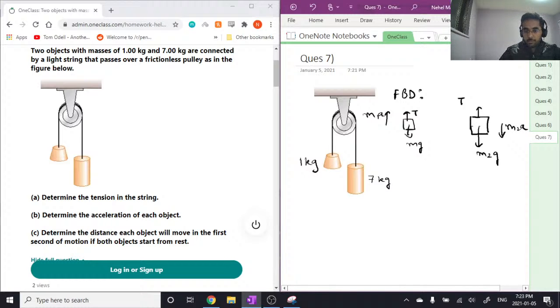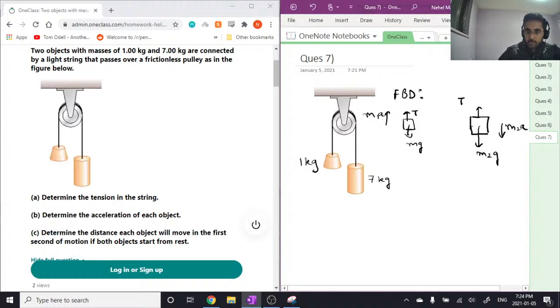Note again that by the principle of conservation of string, we have the two accelerations to be the same. So A for both the masses is the same because the string, as it moves, pulls them at the same acceleration.